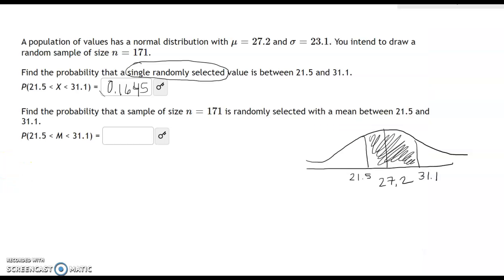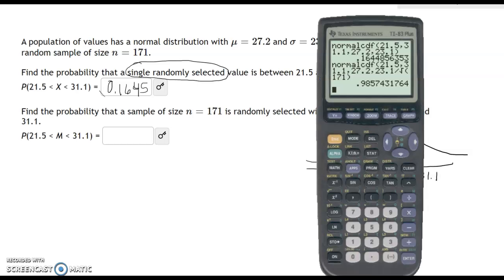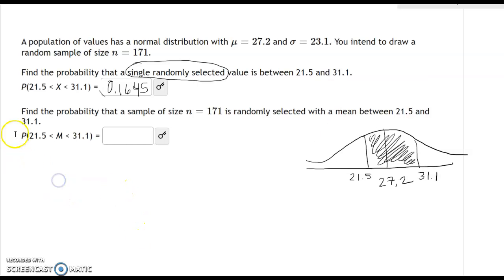Back over, find my cursor. I have already forgotten the number. Give me 1 second. 9857. See if I can get my cursor right where I want it to be. There it is, 0.9857.